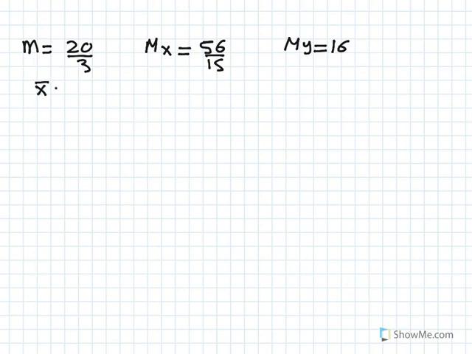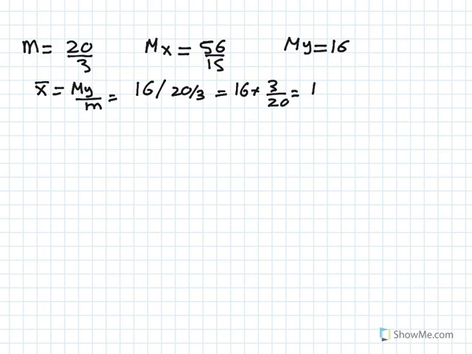X bar is equal to the moment with respect to the y-axis divided by mass. That's going to be 16 divided by 20 over 3. So we get 16 times 3 over 20. Flip the denominator. We get 48 over 20, and this gives us 2.4. This is the x-coordinate of the center of mass of the system.